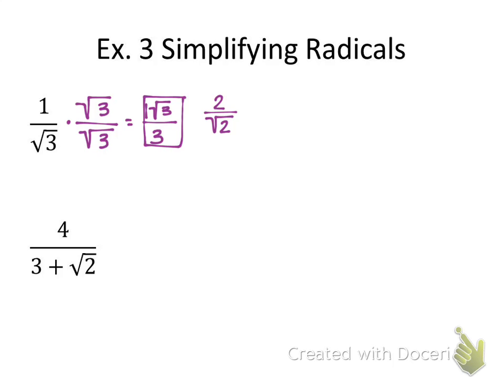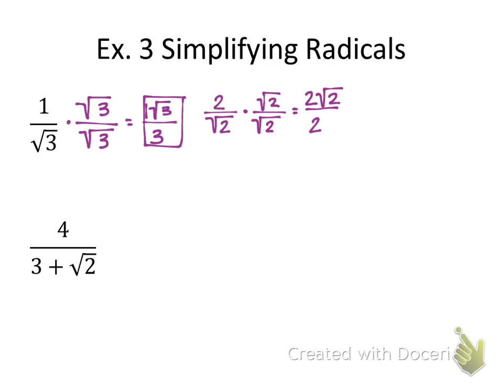Okay, what would I do first? What do I need to multiply by? The square root of 2. Whatever I do to the bottom, I have to do to the top. What's the square root of 2 times the square root of 2? 2. Then up top, I have 2 times the square root of 2.